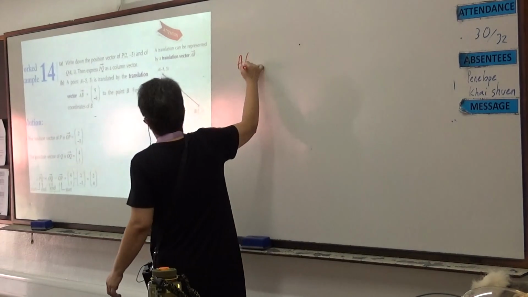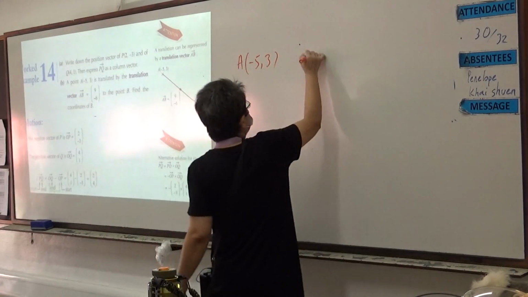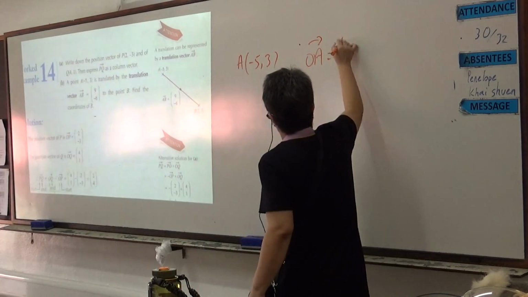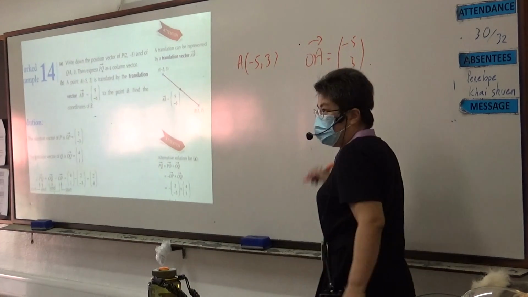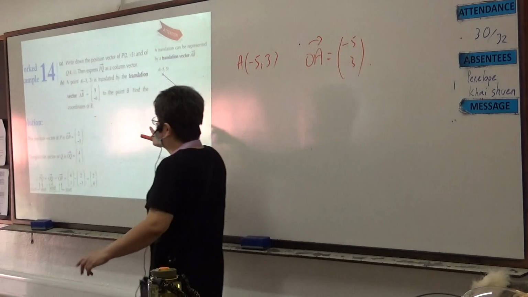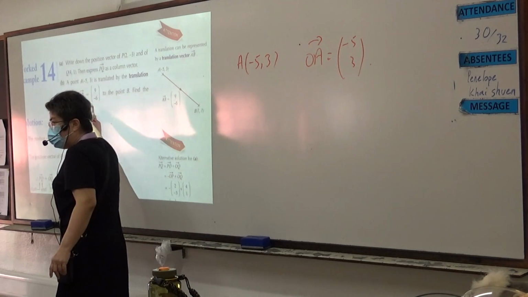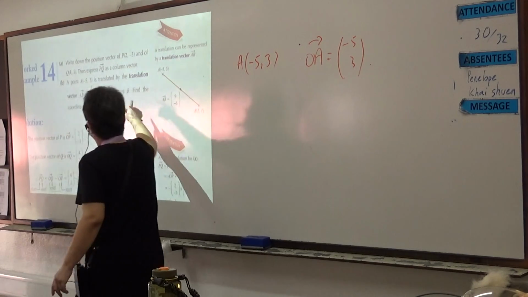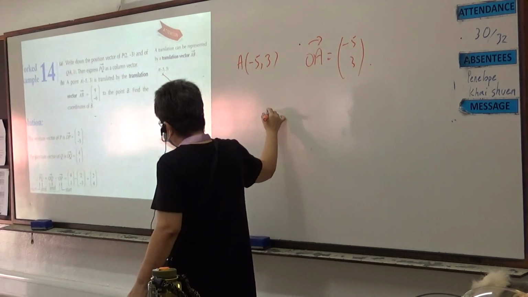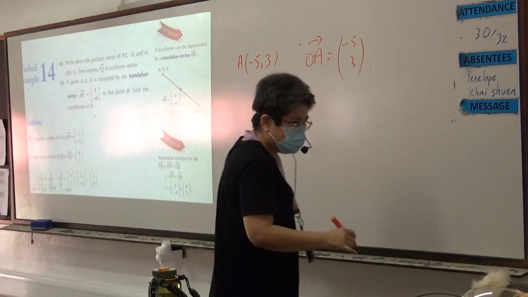Now, they tell you A is (-5, 3). That means OA is what? (-5, 3). Then you translate it with this, right? That means I'm adding this to it, right? Correct. Okay, to a point B. So what do I do? Okay, find the coordinates of B.